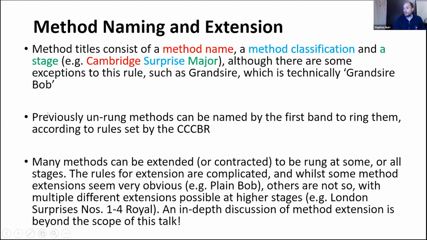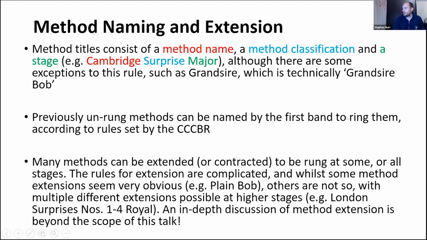The main reason to talk about this is to say that previously unrung methods can be named by the first band to ring them. So if you ever wonder why methods get their names, if they're old, it's probably a very traditional name, but if they're new, then they can be named by the first band to ring them, which is why there are methods such as Desperate Housewives Surprise Major, which I think is a real one. Some people take it more seriously than others.